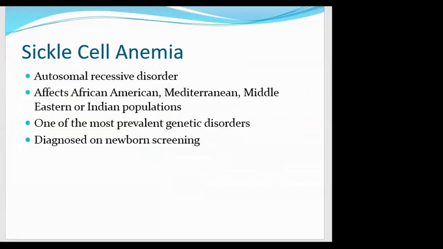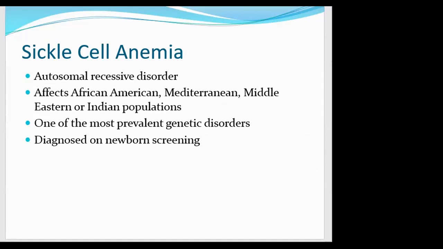Sickle cell anemia. So that's the next type of anemia that we're going to discuss. So sickle cell anemia is an autosomal recessive disorder, and it affects African Americans, Mediterraneans, Middle Eastern, and the Indian population. It is one of the most prevalent genetic disorders, and it's diagnosed on the newborn screening. So, 1 in 4 African American persons have sickle cell disease, and 8% of the general population is going to have just sickle cell trait.